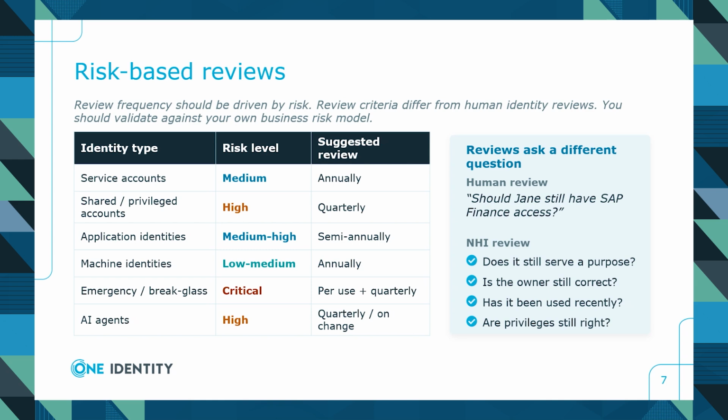Review frequency should be driven by risk. More importantly, review criteria differs from human identity reviews. For a human identity review, we ask, should Jane still have access to SAP Finance? For an NHI review, we ask, does this account still serve a legitimate purpose? Is the owner still correct? Has it been used recently? Are the privileges still appropriate? The frequencies on this table are just a guide to get you started. Every business, you're going to have your own risk model.